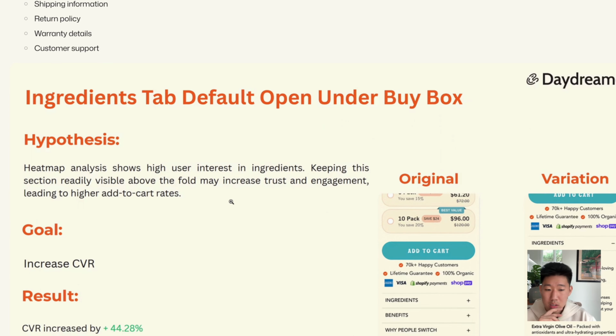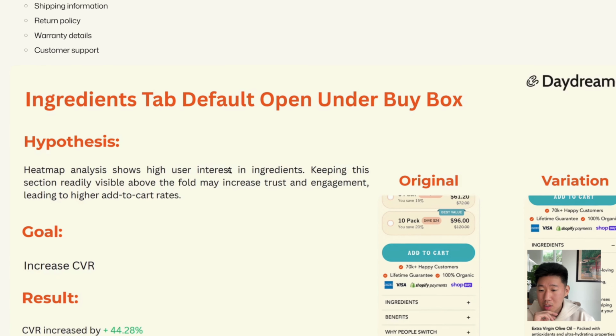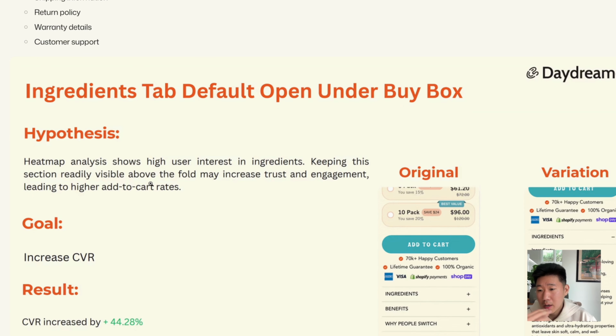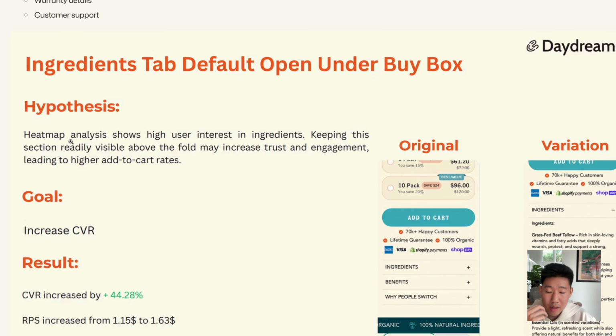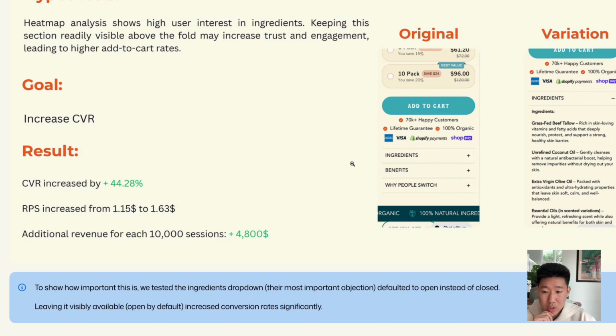And here's a quick test that we made for this exact page, just to highlight this. Our hypothesis was that, since our heat maps showed there's a lot of interest in the ingredients, keeping that section readily visible above the fold might increase trust and engagement, but also answer the questions and thoughts that they already have while skimming, scanning and browsing through the page. The goal is to increase the conversion rate of the page.